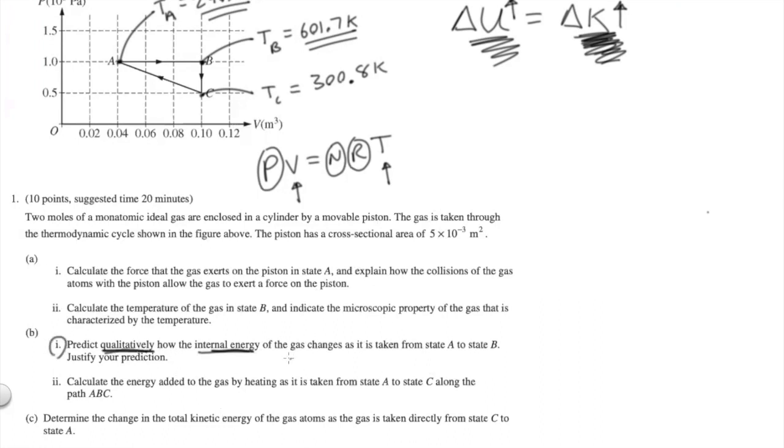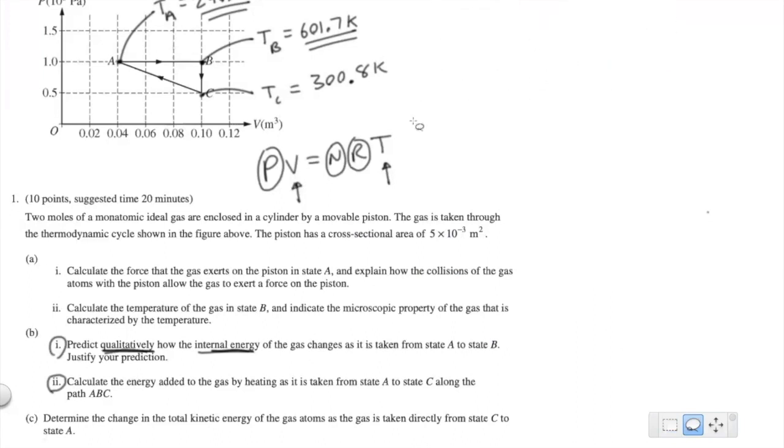So justify your prediction. You say from A to B, there's an increase in temperature. An increase in temperature leads to an increase in kinetic energy, and an increase in kinetic energy is an increase in internal energy. All right, next part. Calculate the energy added to the gas by heating. So I think this is the trickiest part of the whole problem. B part 2. So let me make some room, get rid of that.